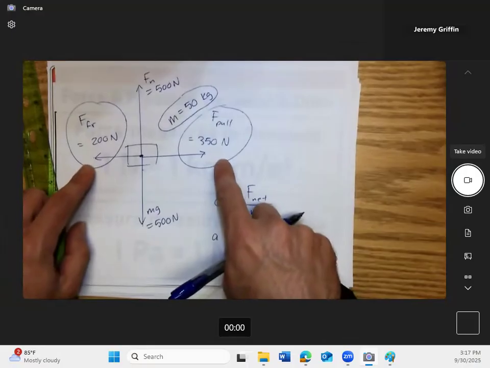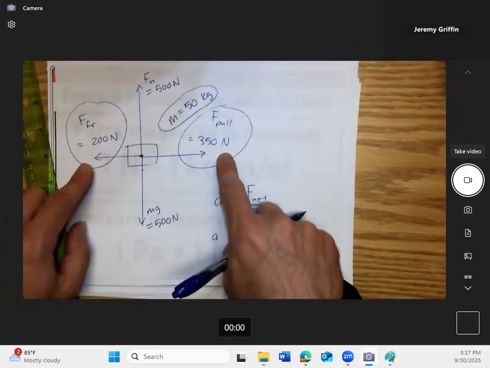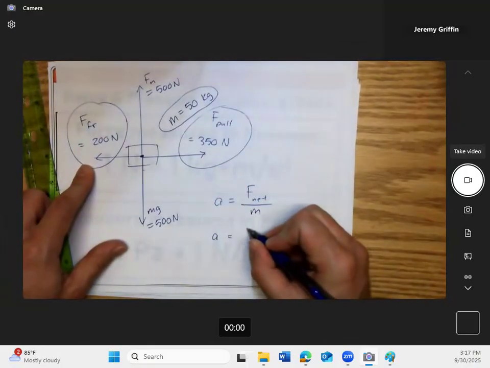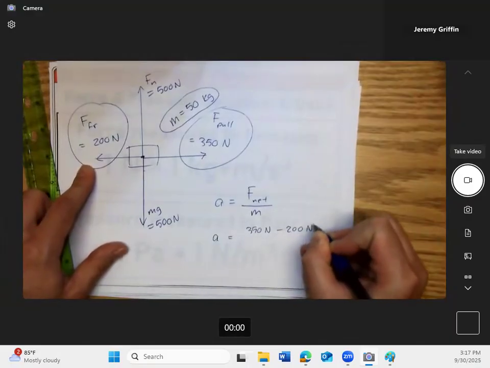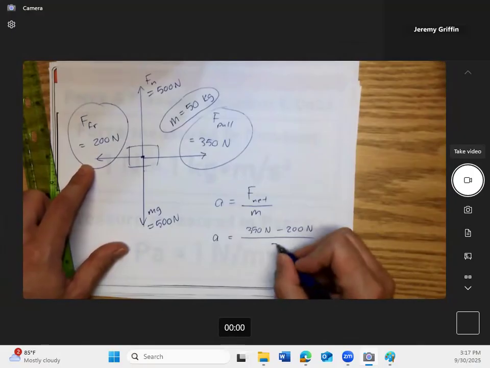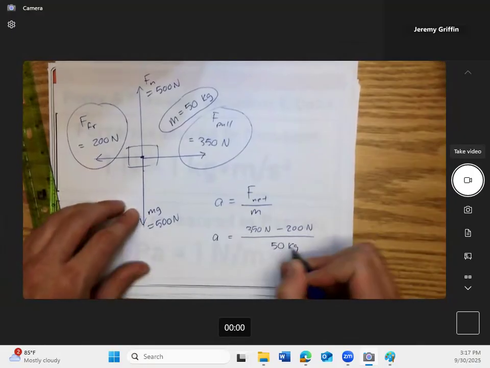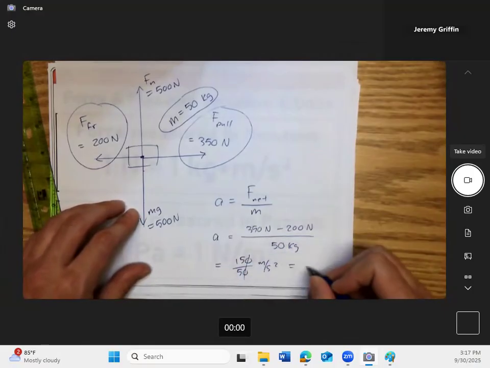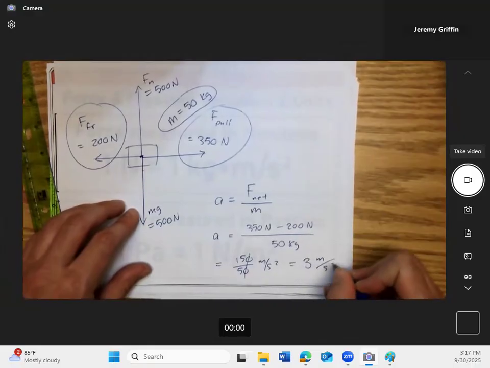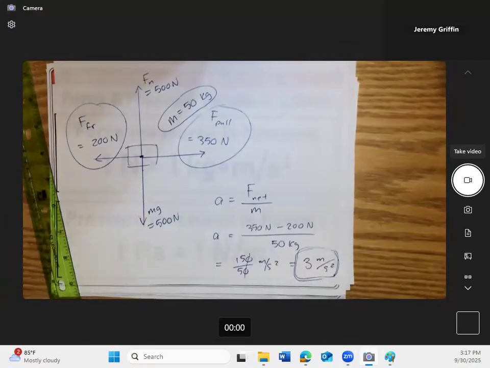What's the net force? 150. Yeah, 350 minus 200 is 150. And that's acting on a 50 kilogram mass, so that's 150 over 50, which is 3 meters per second squared. So there you go. Net force on mass gives acceleration.